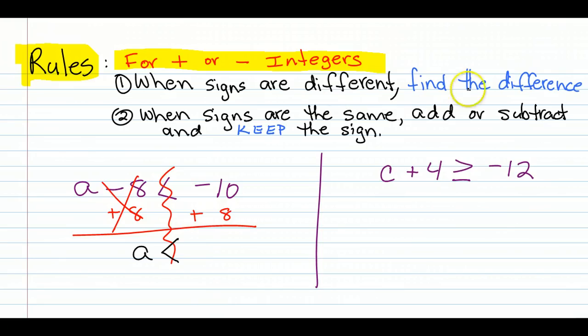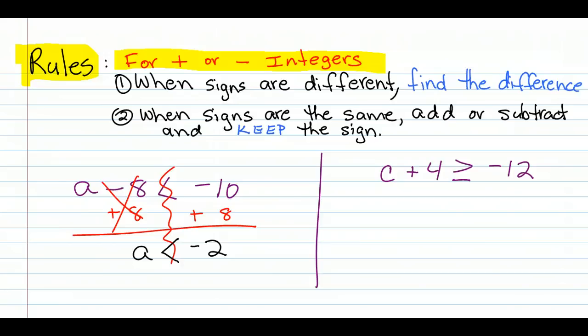I've got one of each, right? When signs are different, find the difference. Different signs. So 10 minus 8 is 2. Is it going to be positive or negative? -2.